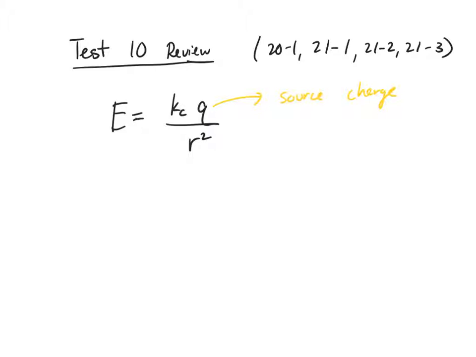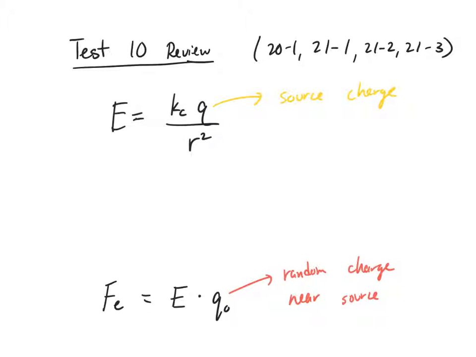And that was chapter 19. So that's not going to appear on this test in that sense, but let me show you how it will. So if you remember, we also wrote down, I'm going to leave space here to draw a diagram, this formula, which was Fe equals E times q0. And in this case, this was not the source. This was a random charge near the source. Not the source itself, but some other charged particle brought near the source of electric charge.